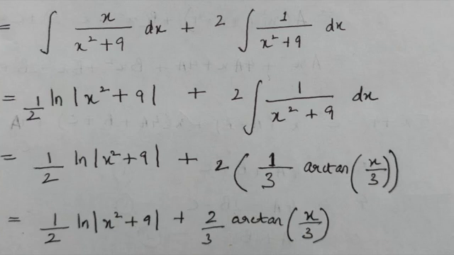And we just use our data booklet with the rule of 1 over 3, which is the root of 9, arctan x over 3. And in the next few steps, all I've done is simplified it a bit to give you your final answer.